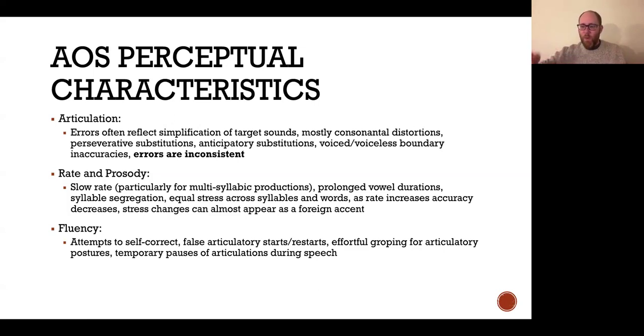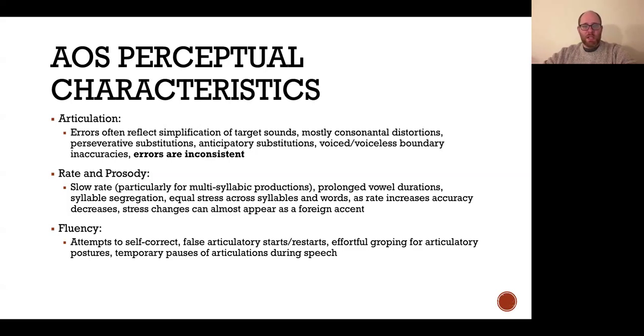They're going to work on that one, but someone with an apraxia, if you told them to say that 10 times, 5 of them could be perfect, 3 of them could be a little bit off, and then the other 2, they wouldn't be able to produce at all. They're so highly inconsistent. As far as rate and prosody goes, people with apraxia tend to have a slow rate of speech, particularly for multisyllabic productions. So the more complex, they tend to get a little slower, so they can try and get everything they need to say out. They can have prolonged vowel durations, syllable segregation, just like what I did there.